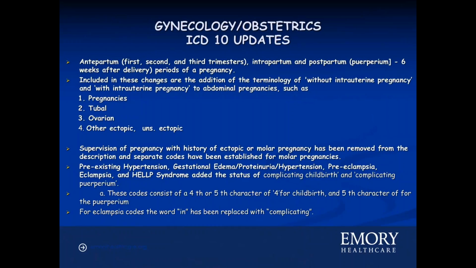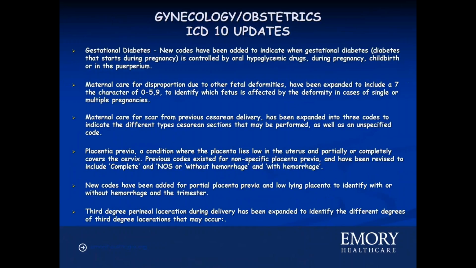We also have changes to hypertension, pre-existing hypertension, gestational edema, and such. These codes have now consists of a fifth character. A fourth is for childbirth and fifth is for after delivery. For eclampsia codes, the word "in" has been replaced with complicating. Gestational diabetes, new codes have been added to indicate when gestational diabetes is controlled by oral hypoglycemic drugs during pregnancy, childbirth, or after.